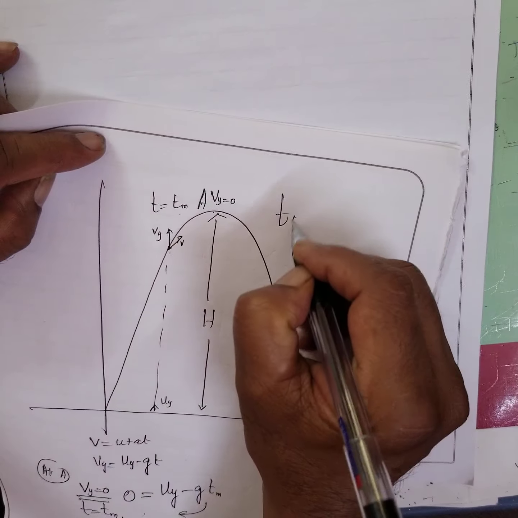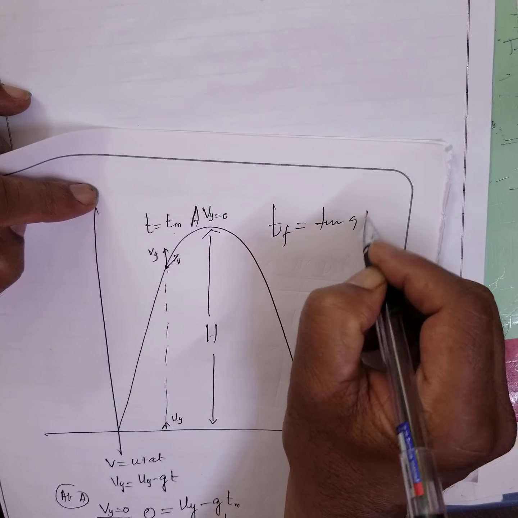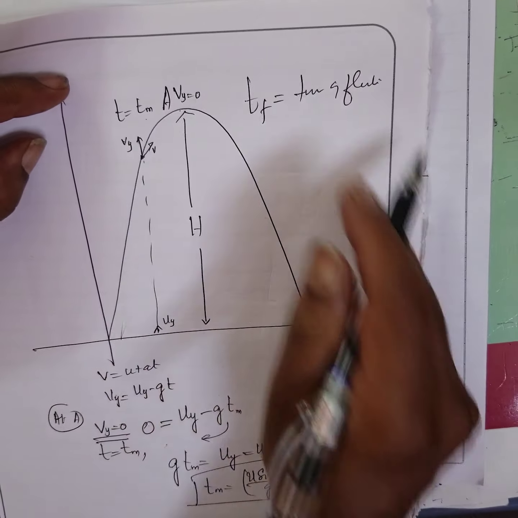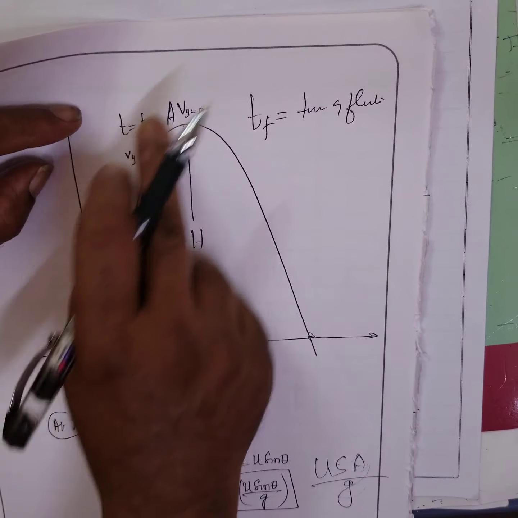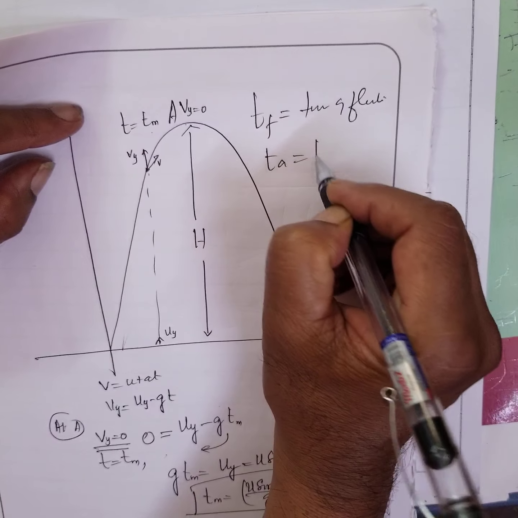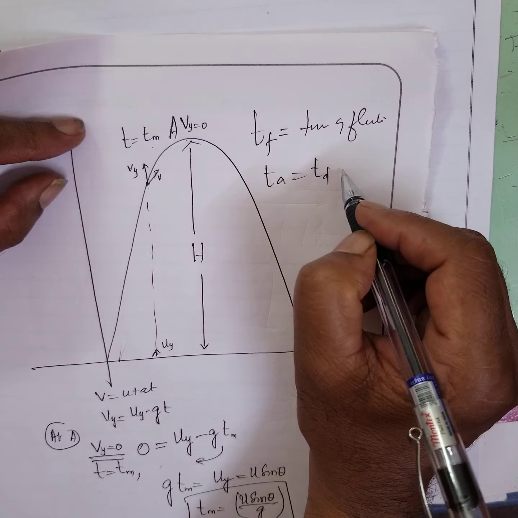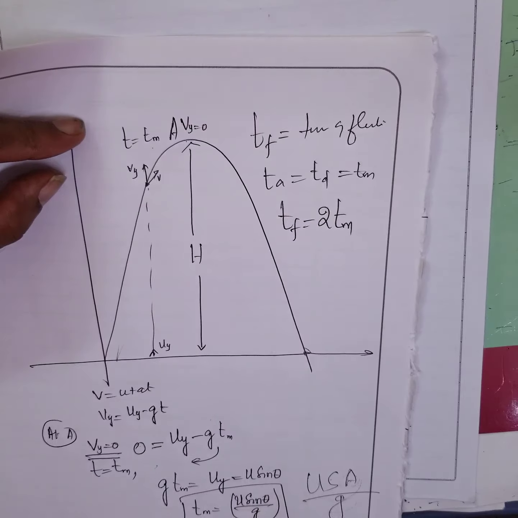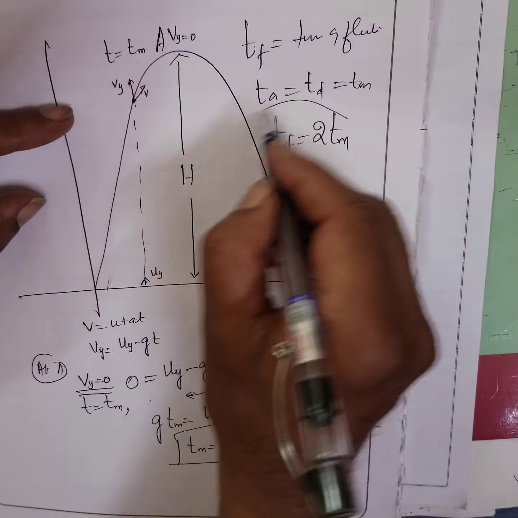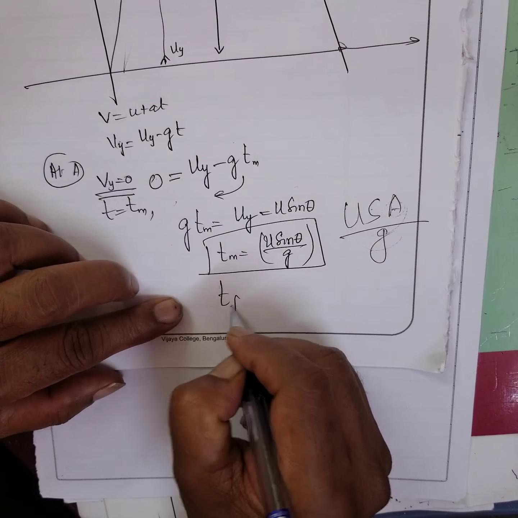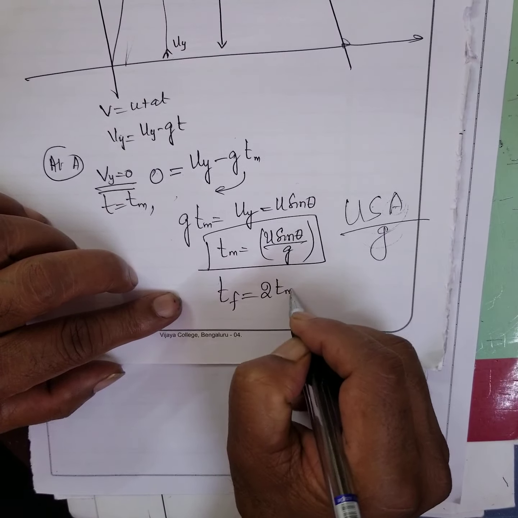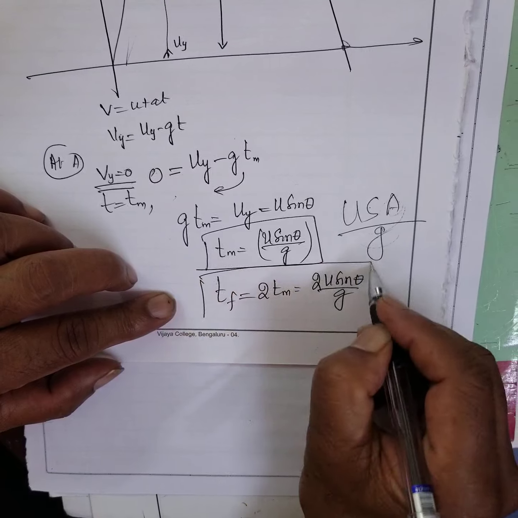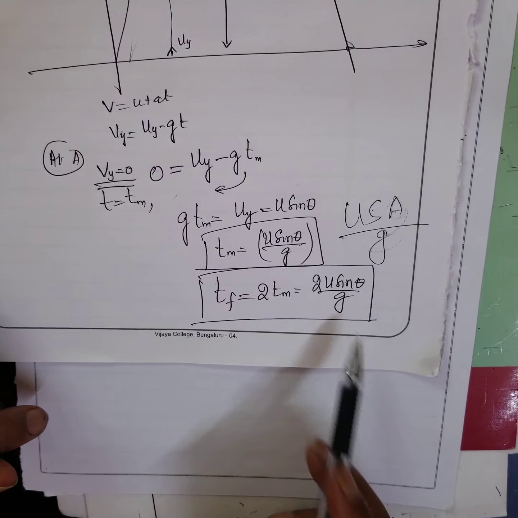What is time of flight? That is the time during which the projectile stays in the air. Time of ascent is equal to time of descent, is it not? Time of ascent and time of descent are Tm only. The time of flight should be equal to 2 times the time required to reach maximum height. You understood? Therefore, time of flight is equal to 2 times Tm, that is 2u sin theta by g. Like 2 USA.